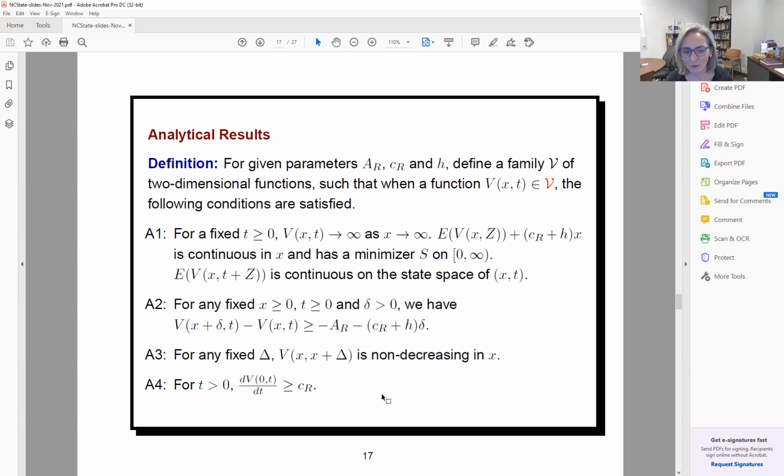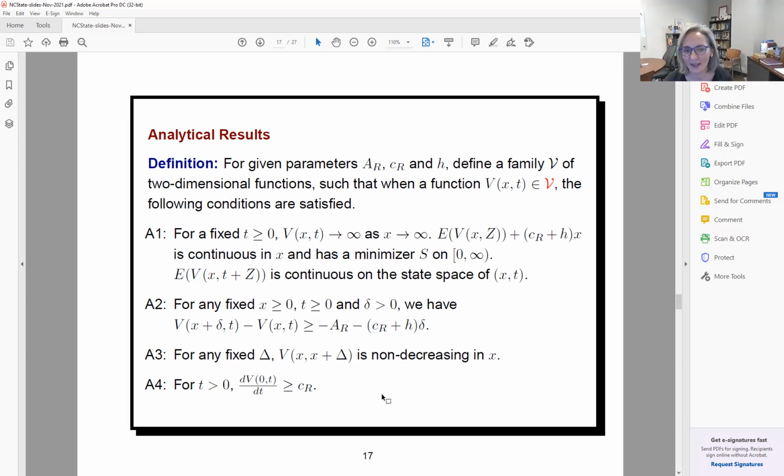And here are a few analytical results. I'll try not to bog you down with more technical details. This slide basically says that there is hope with characterizing the structure of the optimal policy if we can show that the cost to go function we have just showed belongs to a family V. And the family V is as described on this slide.